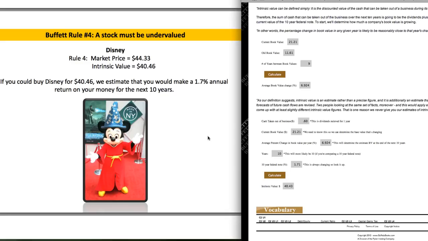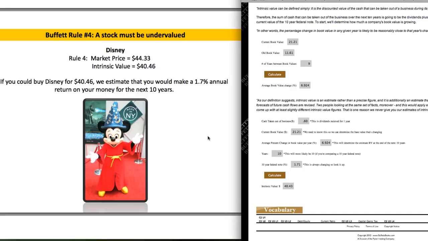That means if you could buy Disney right now for $40.46, we estimate you get a 1.7% annual return on your money for the next 10 years. That's if you could buy it for $40.46. It's trading for even higher than that. It's trading for $44.33. So that means you're even going to get a worse return than the 1.7% over the next 10 years if you would buy it at that current market price.